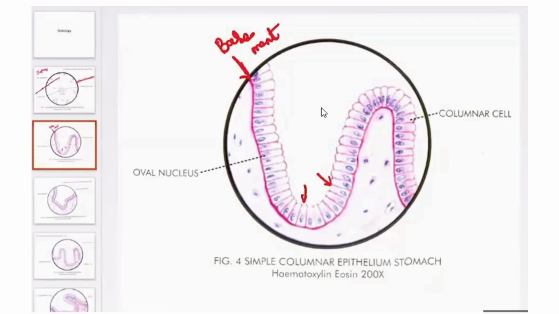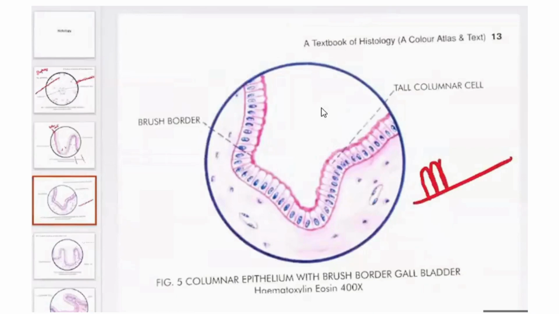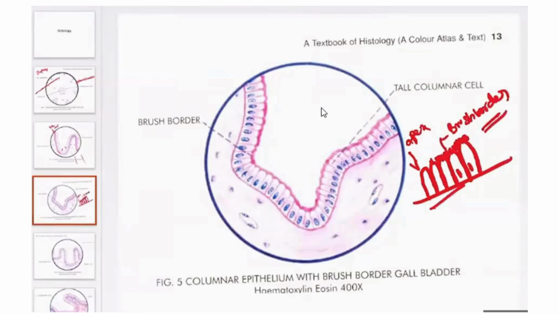Example, GIT. The whole of the GIT, from the stomach to the rectum, is fully lined by simple columnar epithelium. This is the way we draw a simple columnar epithelium, and this is the apex of the cell. You get a thickening of the cell membrane at the apex of the cell, which we call the brush border.